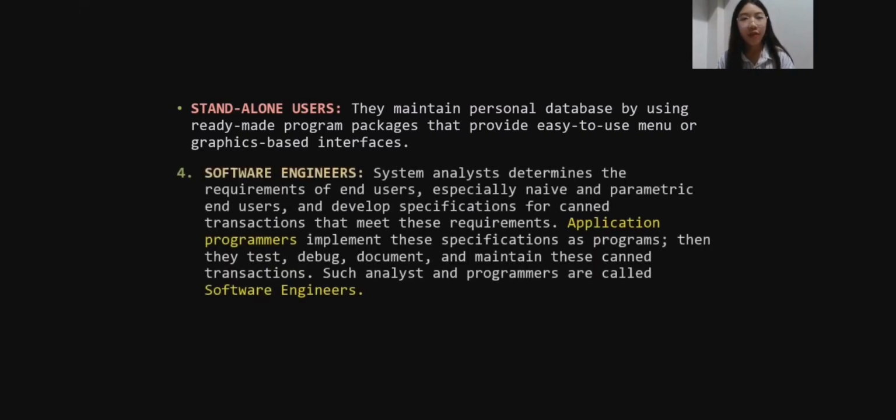And the fourth individuals who are involved with the DBMS are the software engineers. System analysts determine the requirements of end users, especially naive and parametric end users, and develop specifications for canned transactions that meet these requirements. Application programmers implement these specifications as programs, then they test, debug, document, and maintain these canned transactions. Such analysts and programmers are called software engineers. So when we say software engineers, they are the analysts and programmers.